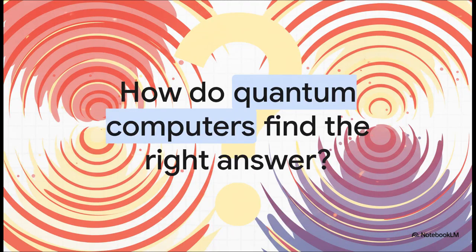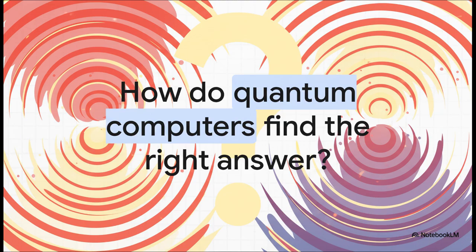To really wrap our heads around this, we have to ask a simple but absolutely profound question. How do quantum computers actually find the right answer? Think about it this way. Imagine dropping two pebbles into a perfectly still pond at the exact same time. The ripples spread out, and right where they collide, something fascinating happens. Where two wave crests meet, the water rises higher, they amplify each other. But where a crest meets a trough, they flatten out and just cancel each other completely.